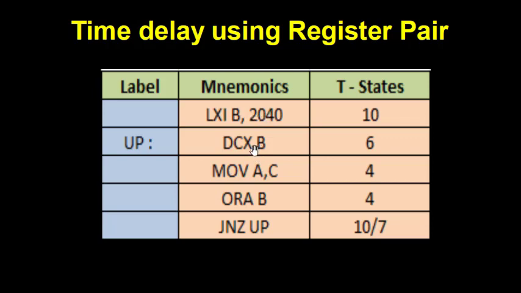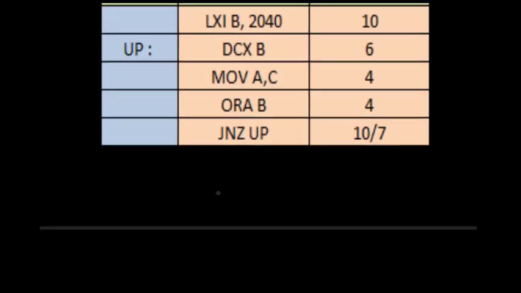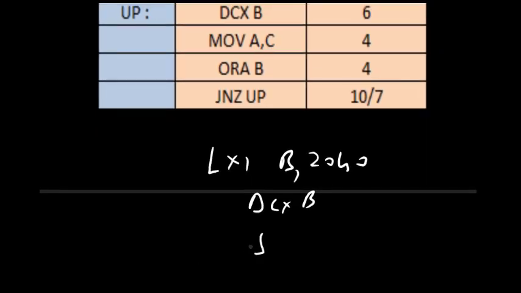Now what should be done actually, like LXI B, what our common sense says is that the program should have been like this: DCX B, and then we could have put JNZ here. What this would have done is decrement 2040 until B and C both would have become 0, so this count would have gone to 0000, and after such a long time BC both would have become 0, and then the processor may come out of the loop.